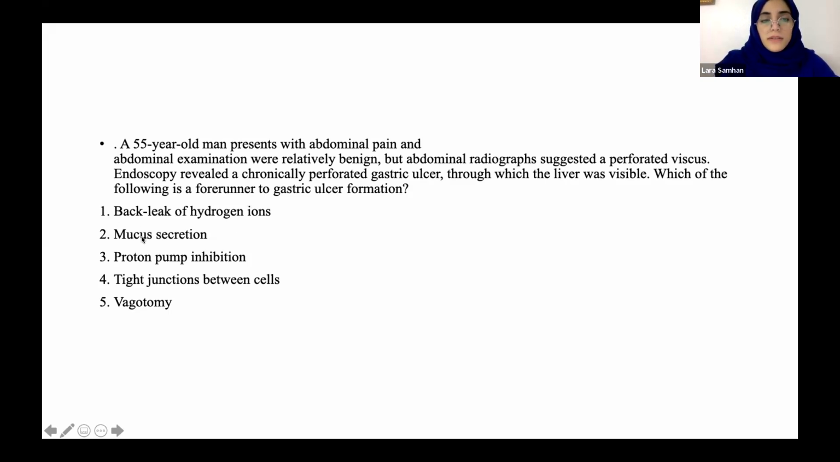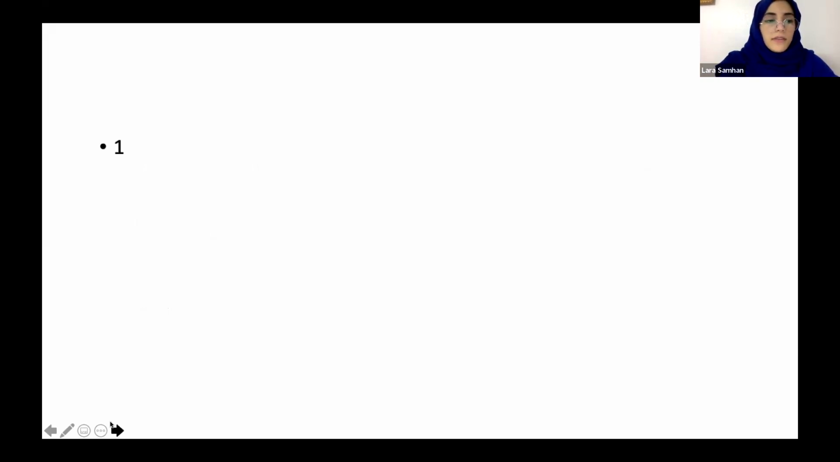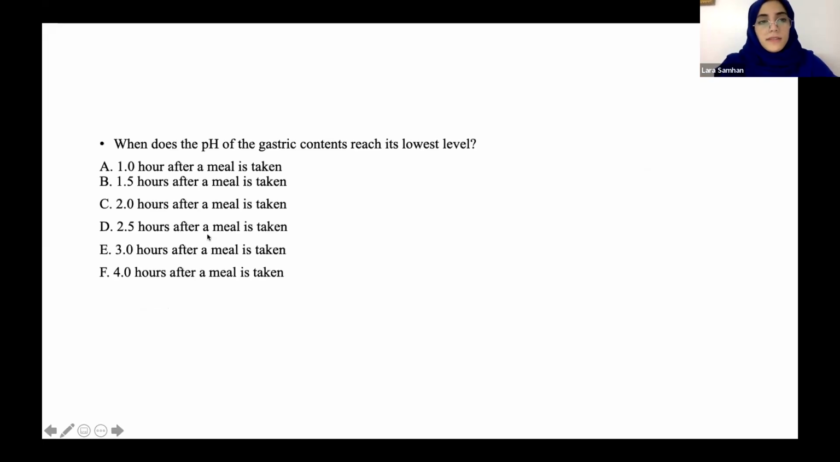As we know, if we have good mucus secretion, we won't have this chronic gastric ulcer and all of these abnormalities. And the proton pump inhibition doesn't have anything to do with this scenario. Same goes for number 4 and number 5. So the correct answer, as you guys kindly said, is number 1. Perfect. Moving on to the next question.